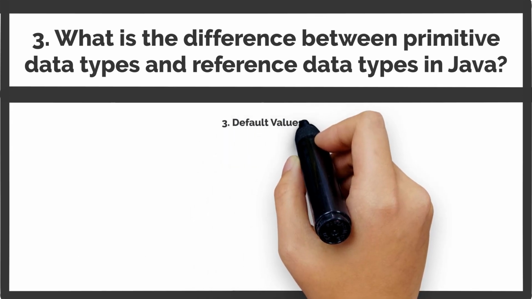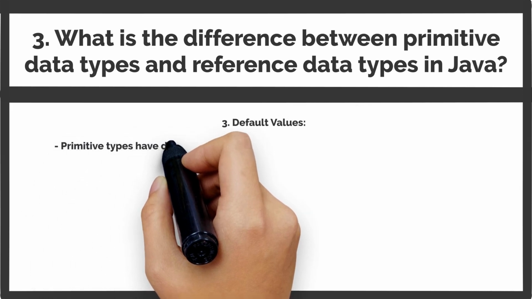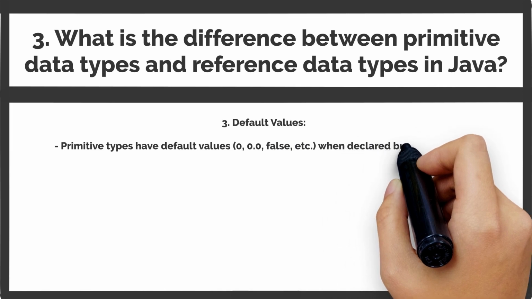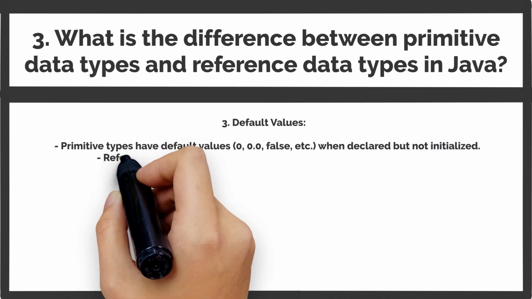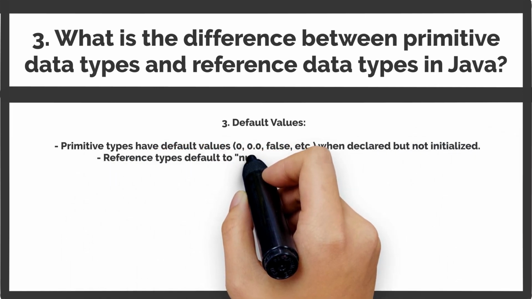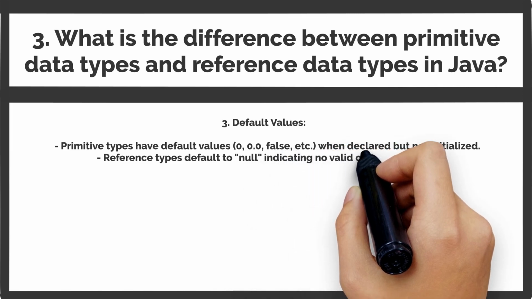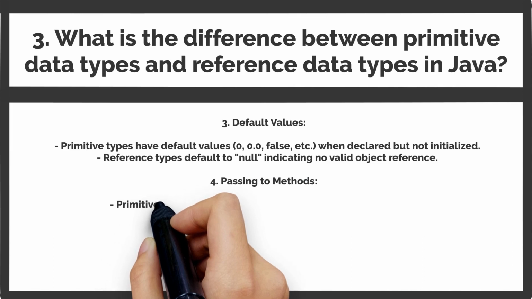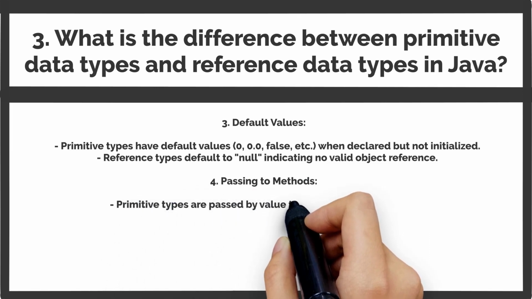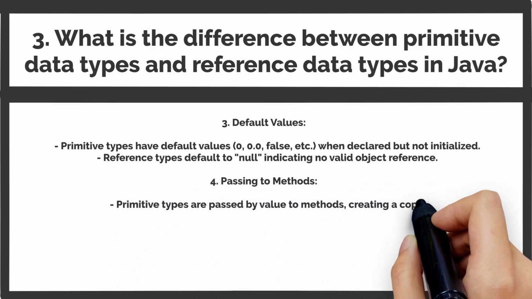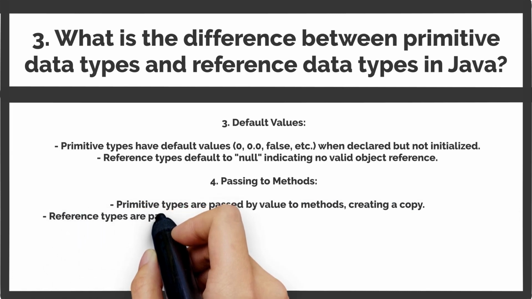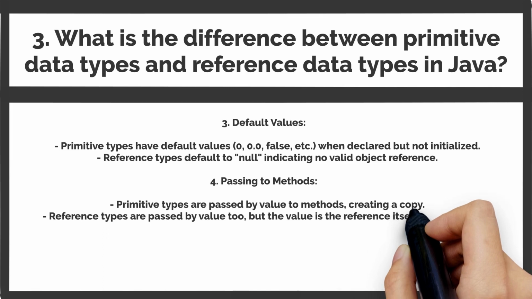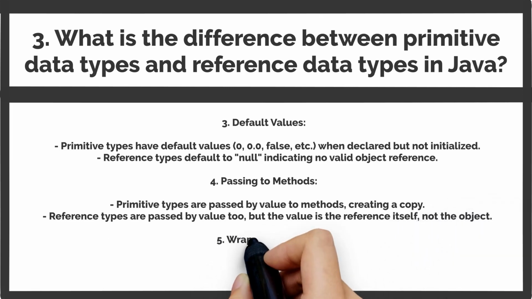3. Default values. Primitive types have default values, 0, 0.0, false, etc., when declared but not initialized. Reference types default to null indicating no valid object reference. 4. Passing to methods. Primitive types are passed by value to methods, creating a copy. Reference types are passed by value too, but the value is the reference itself, not the object.